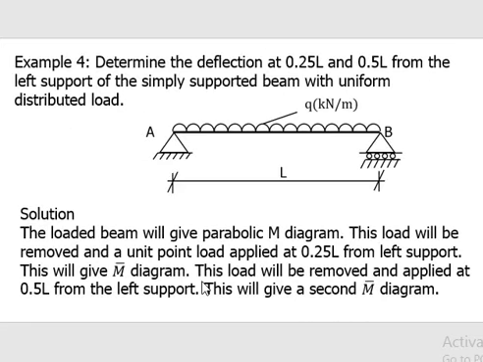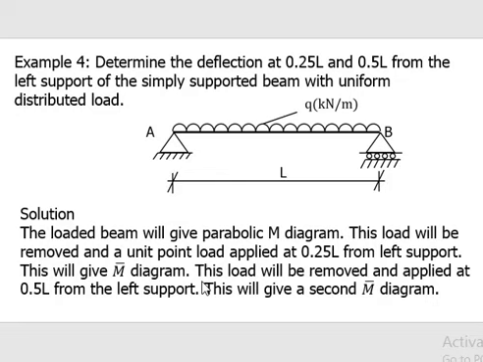This is number 4. This is a more practical example. Determine the deflection at 0.25 L and at 0.5 L from the left support of the simply supported beam with uniformly distributed load, as you can see on the screen. Solution: the loaded beam will give parabolic M diagram. This load will be removed and a unit load applied at 0.25 L from the left support. This will give the first M bar diagram.